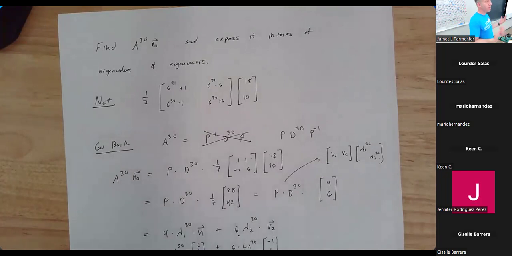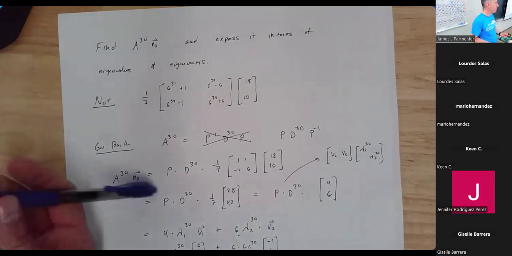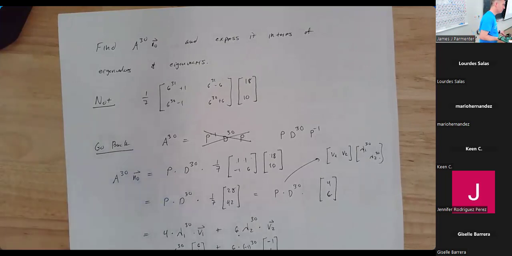So I would say when you're picking an eigenvector, try to make the easiest choice. Pick an eigenvector that, if possible, has both entries as integers and as small as possible. So even though you could pick 12, 2, pick 6, 1.